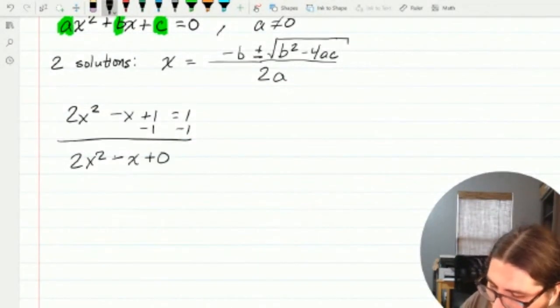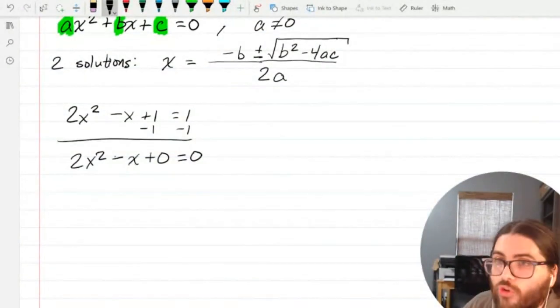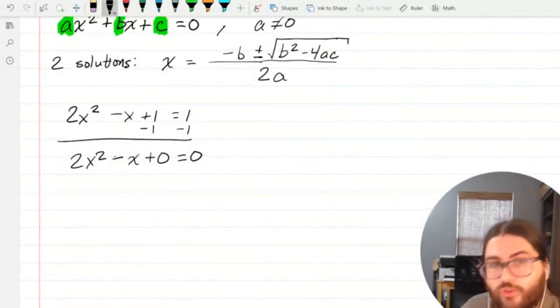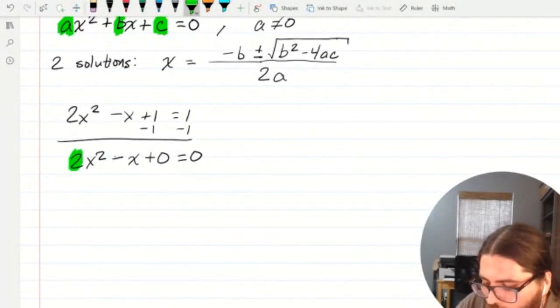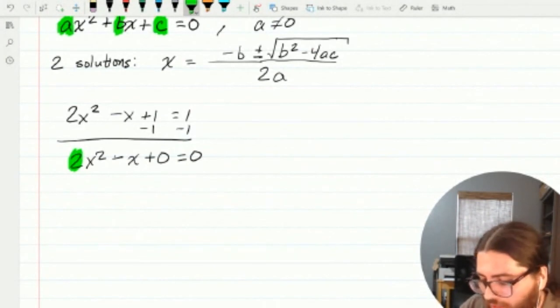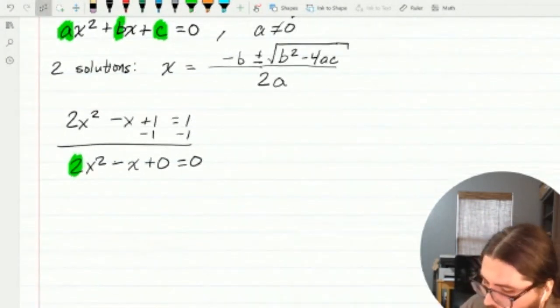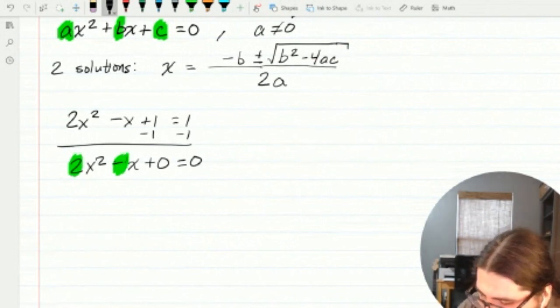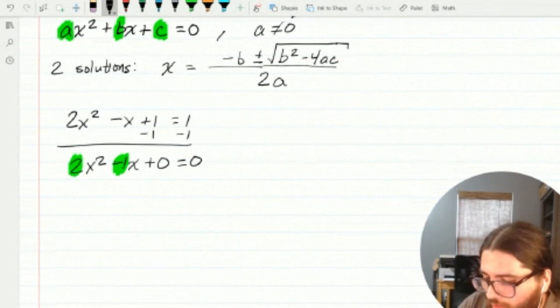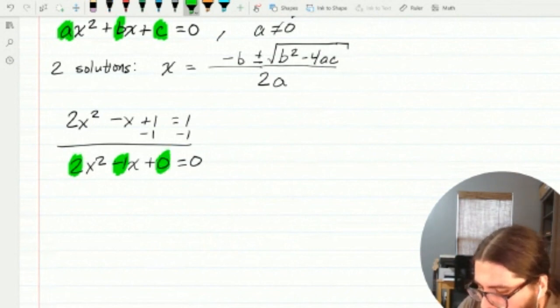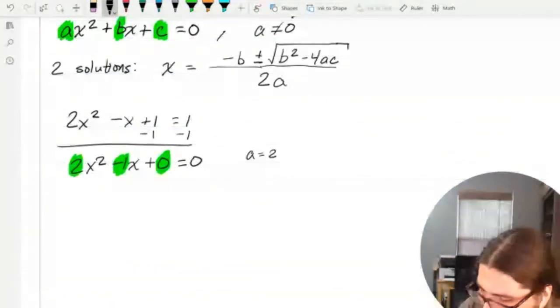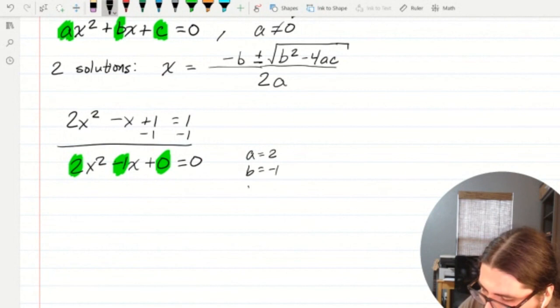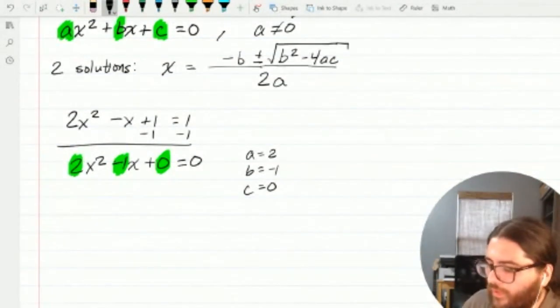This time I'm going to write a plus 0 very explicitly. You don't have to write plus 0 when you're doing it on your page or even on your exam. The only reason I wrote plus 0 is because I wanted to show you very explicitly that A is 2, B is negative 1. There's a 1 hidden in there, minus 1. And C is 0. A is 2, B is negative 1, C is 0.